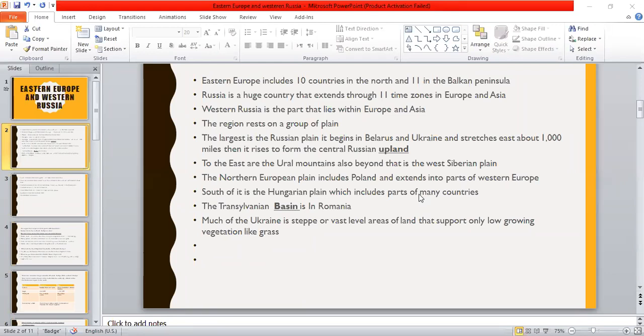You can find at page 147 in your practice book a table which has all the rivers with their location and their uses. I want you to memorize this table.